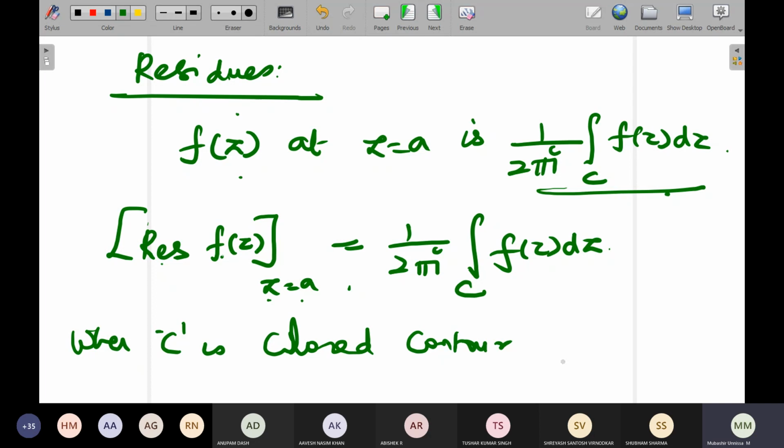Where C is your closed contour only containing the singularity at z equals a. Okay, what is the point here? Here z equals a is a singular point. So this is the way we calculate the residues.